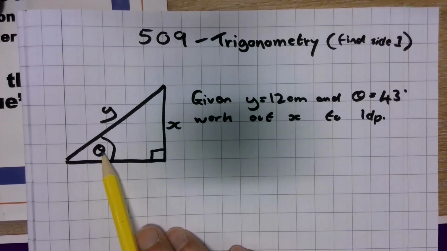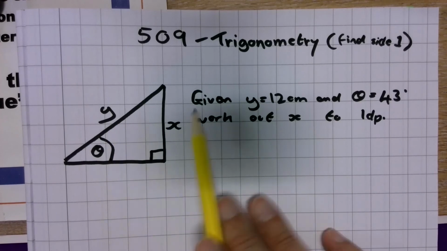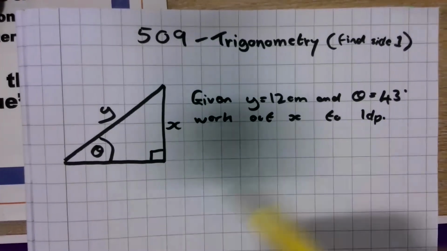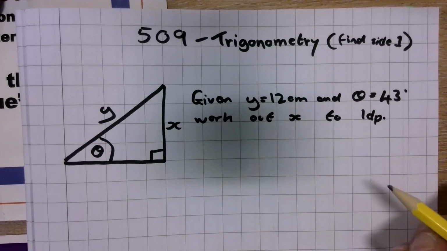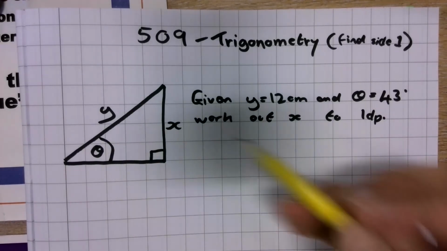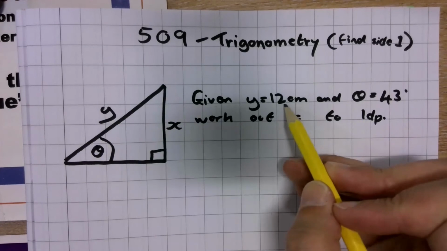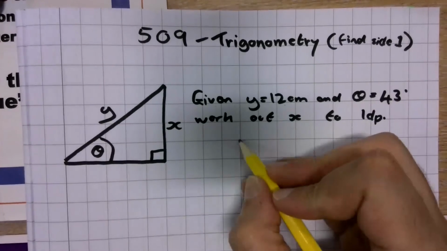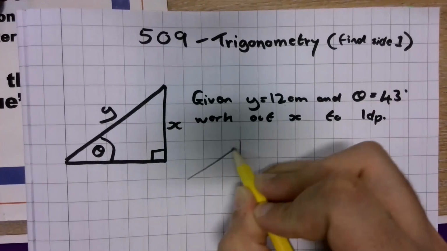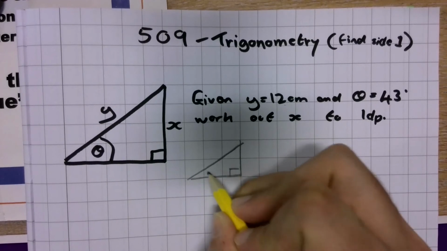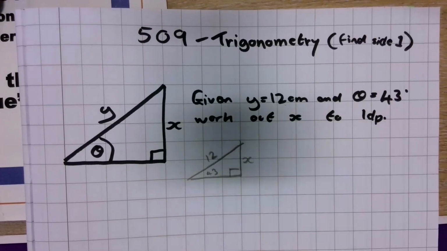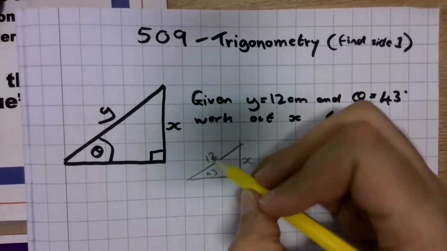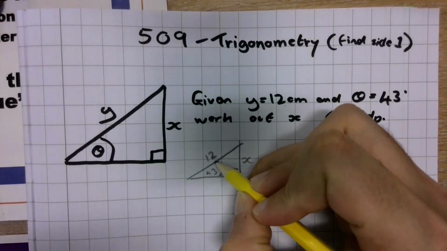Remember, theta is always the angle, x and y will always be two of the sides on the triangle. Given y equals 12 and theta equals 43, work out x. I'm going to draw this triangle out again, replacing the y with the 12 and replacing the theta with 43 degrees. And that's x there.